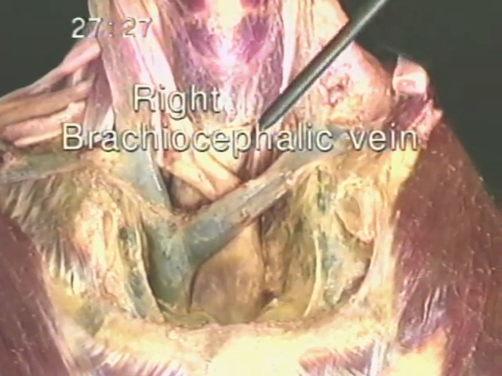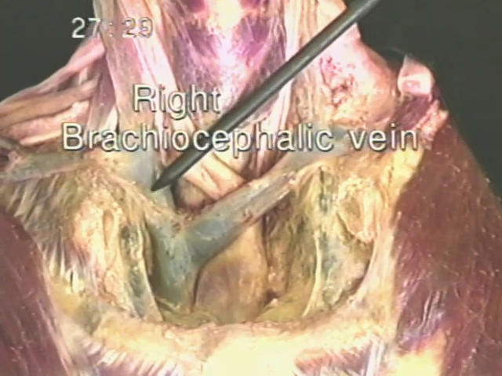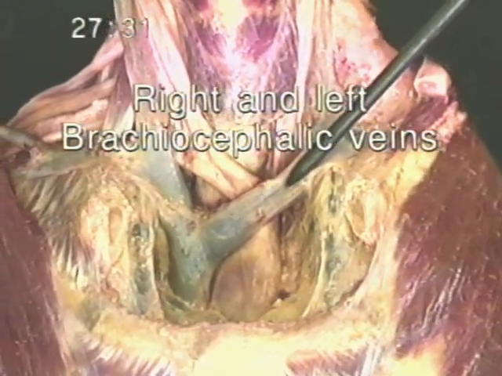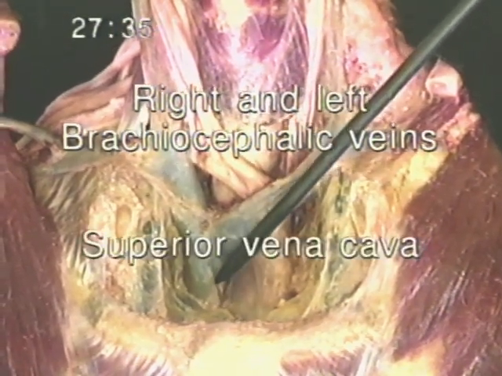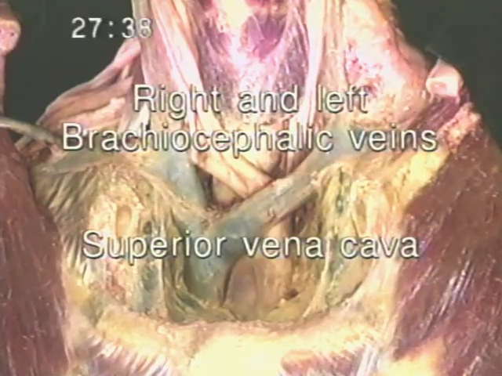Here are the two brachiocephalic veins, the right and the left. A little to the right of the midline, they join together to form the superior vena cava. Apart from what we've just seen, the veins of the region correspond so closely to the arteries that we don't need to consider them separately. We'll move on now to look at the arteries.